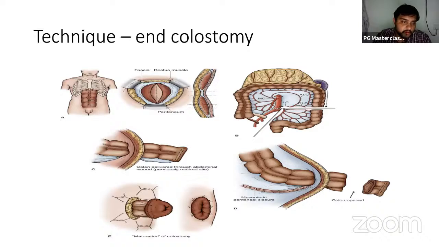In figure A, we are seeing the site where the incision is to be placed. A 2 cm diameter circular incision is placed in the left paraumbilical and inferior part of the paraumbilical region in the fat pad, through which the stoma has to be brought out. This 2 cm diameter circular skin incision is placed and the skin part is amputated. Then the subcutaneous fat is opened.